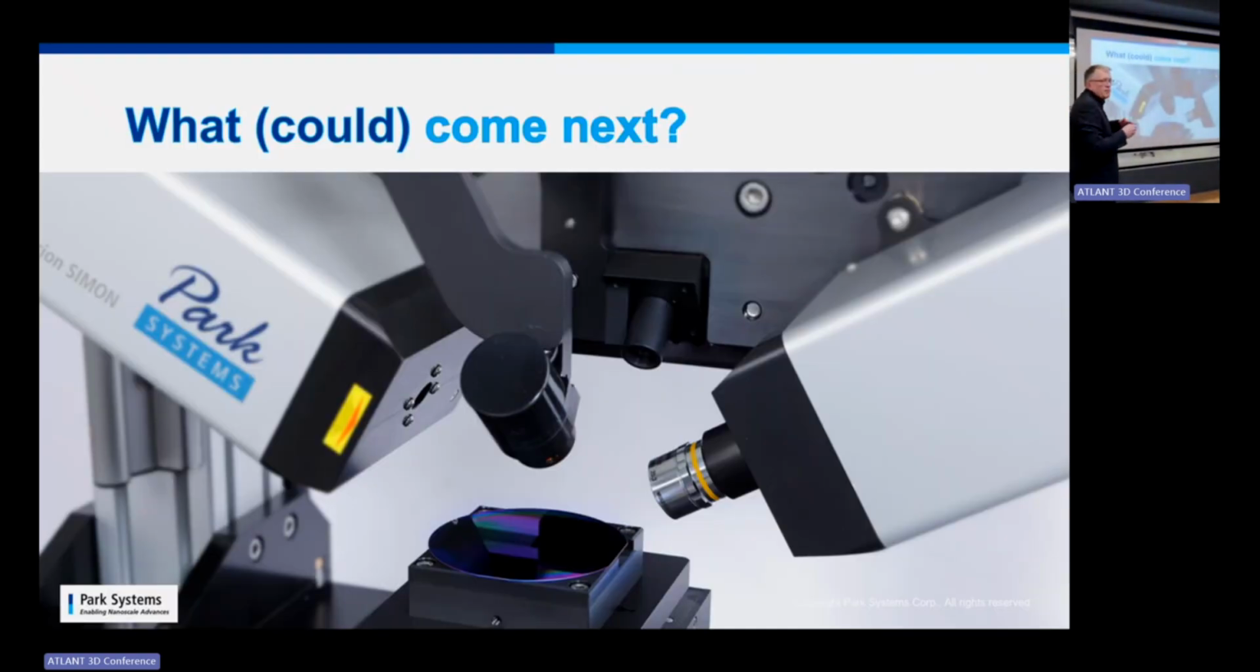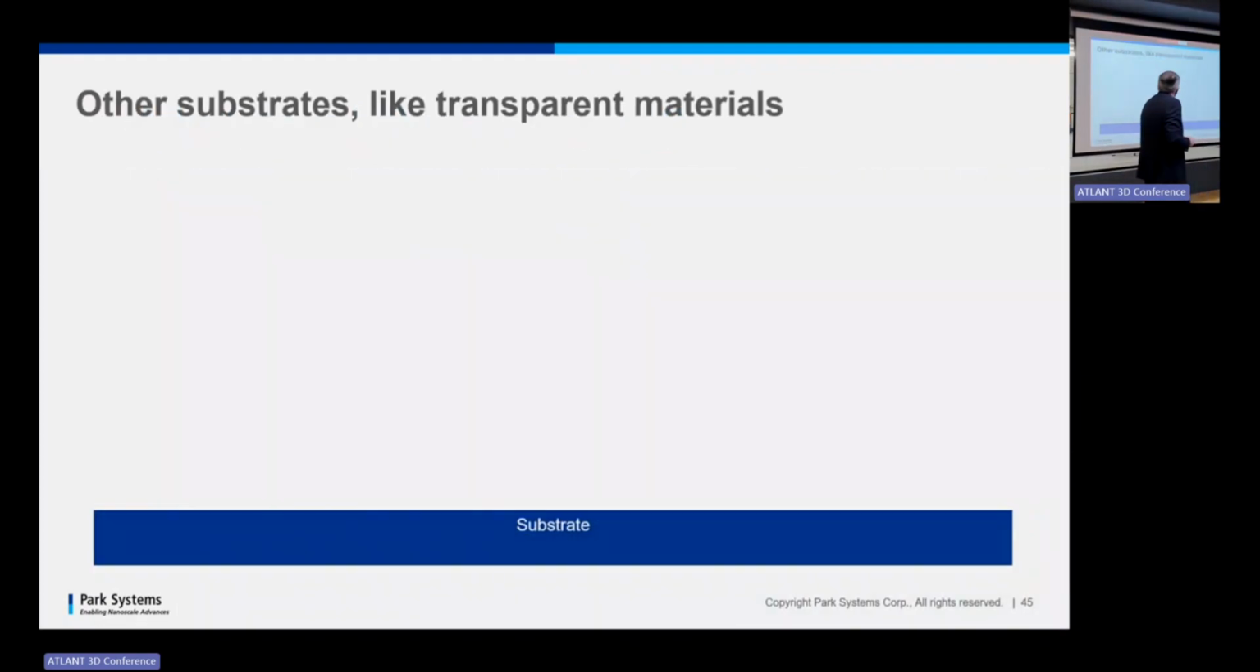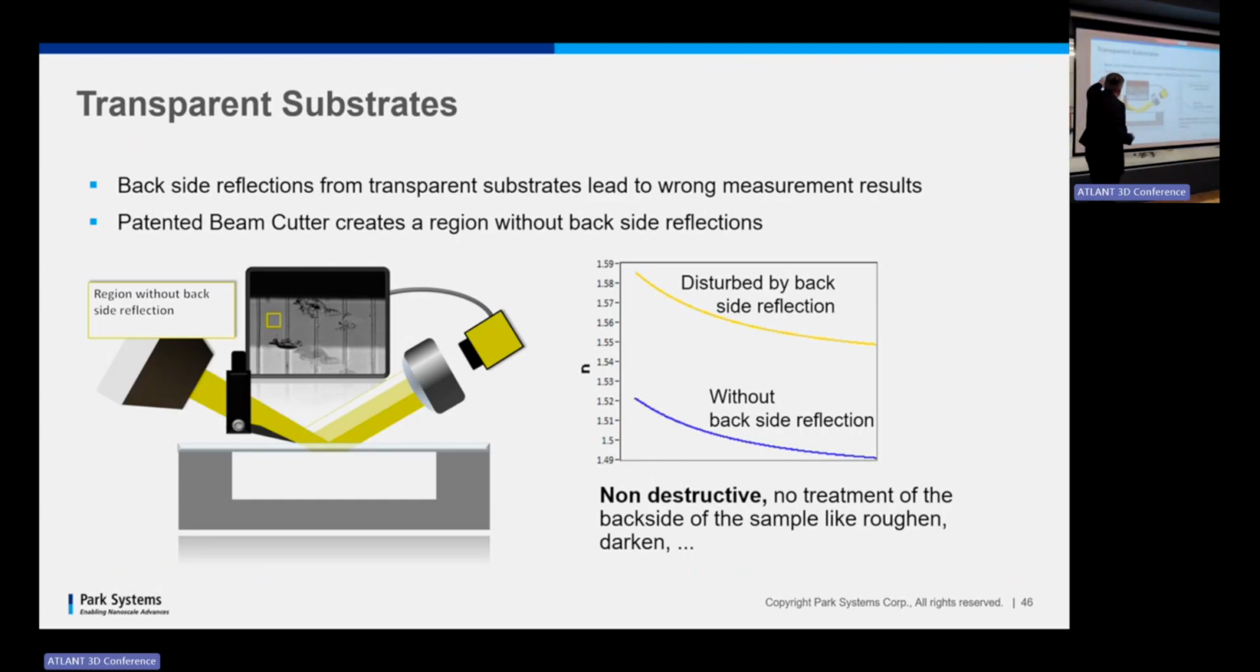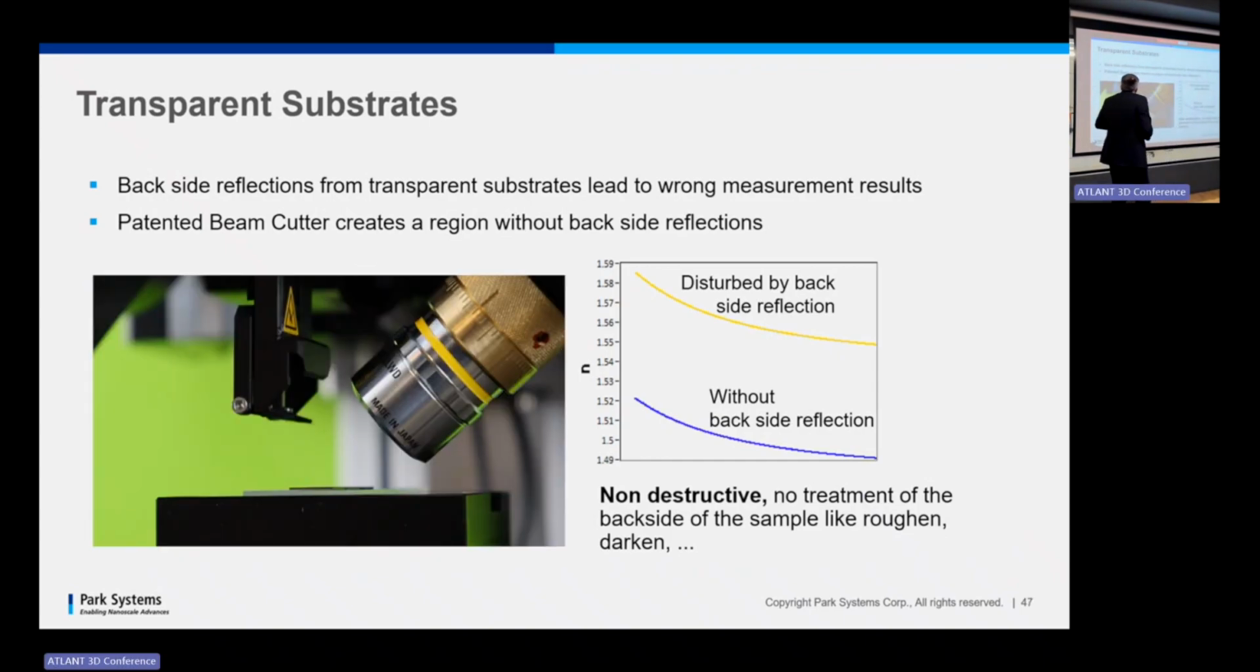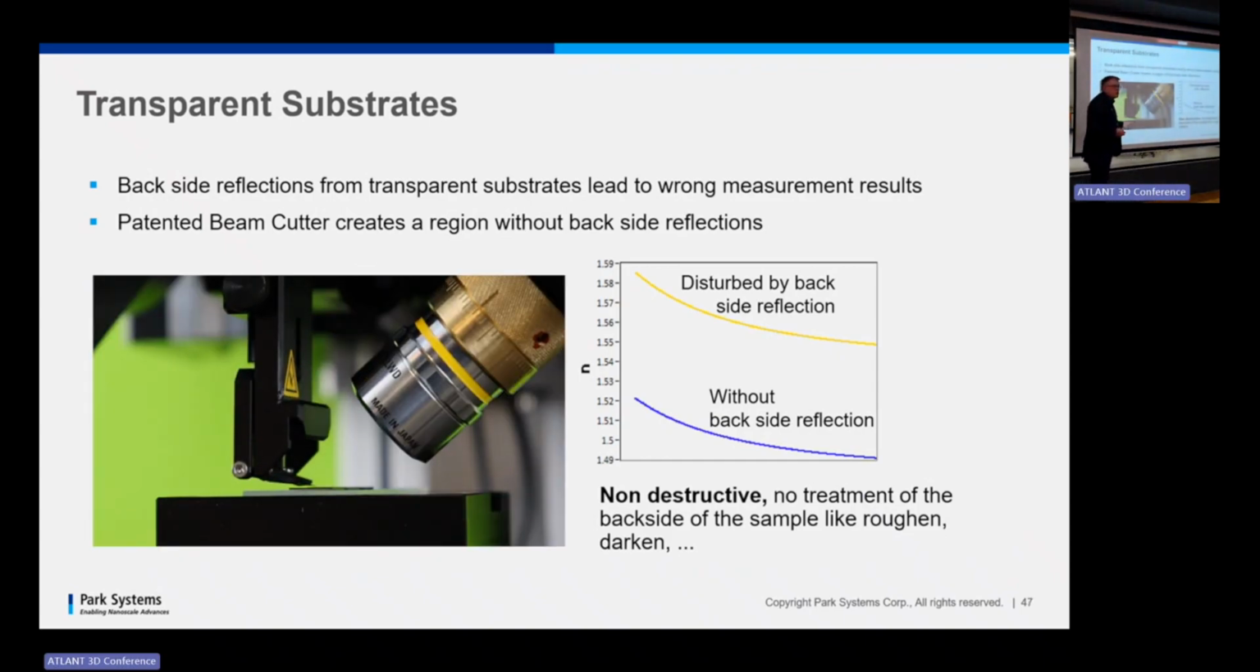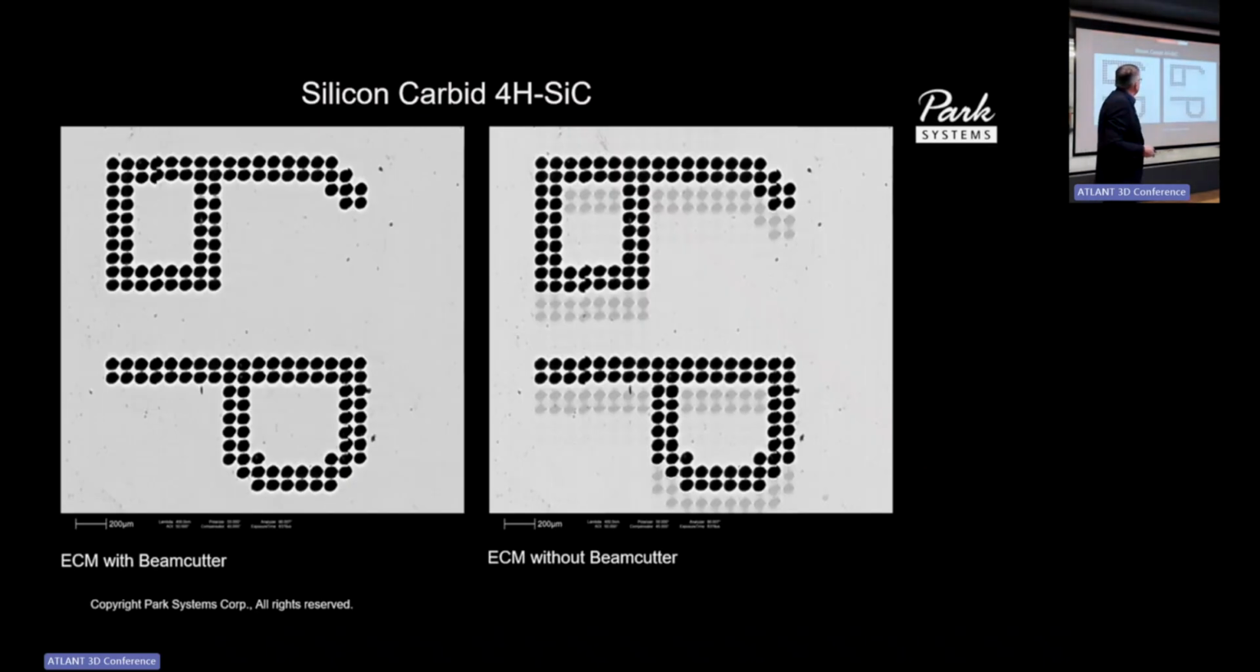And then maybe some things that could come next. Transparent substrate. We have mentioned that we have our so-called knife edge illumination or beam cutter to get rid of the backside reflection to measure on transparent substrates. So you see it's just a tool that can be moved down in the instrument. Here you see the effect. This is done with the stitching with the beam cutter. That is done without the beam cutter.